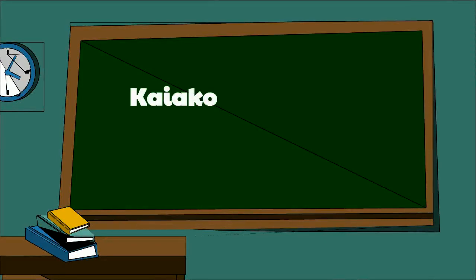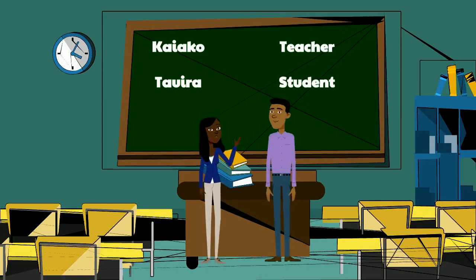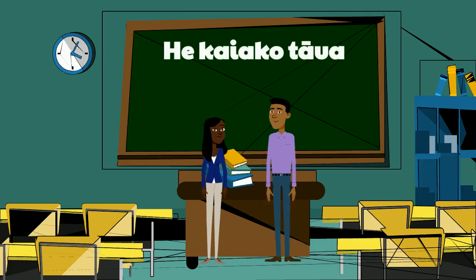Kaiako means teacher. Tauira means student. How would you say, "We're teachers, you and I"? He kaiako tāua.